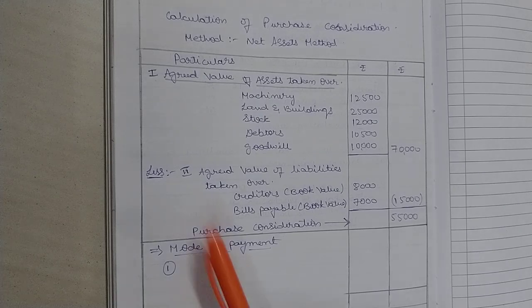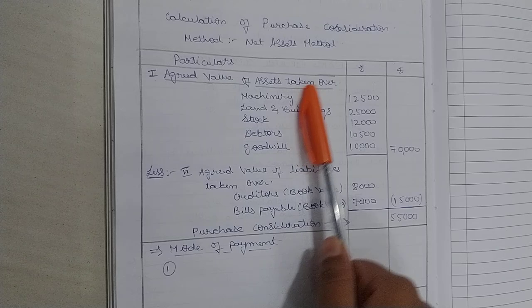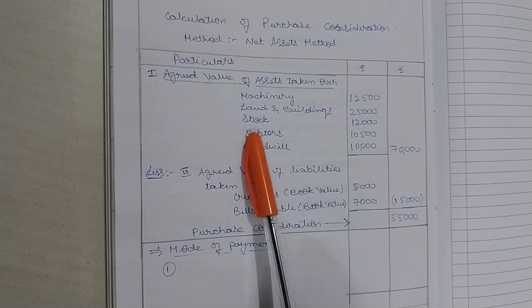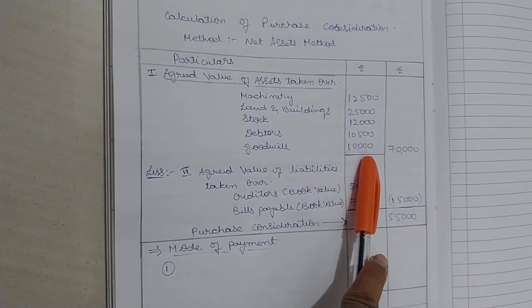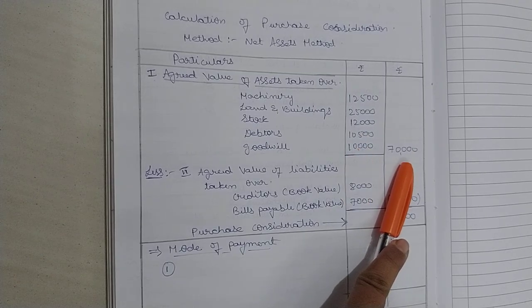Now, calculation. First step, what you have to do? Agreed value of assets taken over. Write down the agreed value of all the assets taken over: machinery, land and building, stock, debtors and goodwill. Whatever the value given in the question, write down those values. In total you will get 70,000.